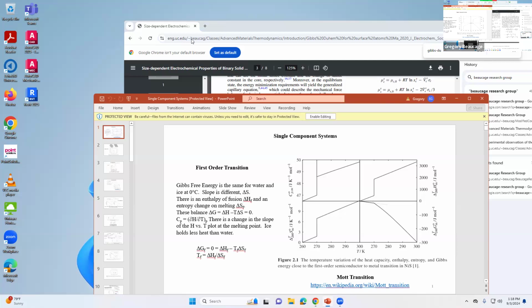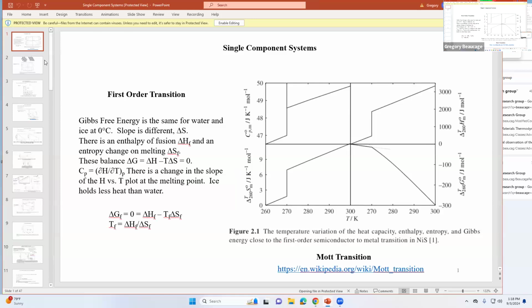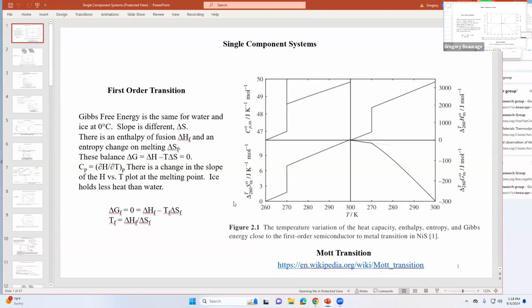So this chapter will probably take two weeks to go through, even though I don't know how many slides are in here, 47 slides. But basically there's enough stuff in here that it'll probably take two weeks. We'll spend an hour of today on it, so I want to get through some of it.